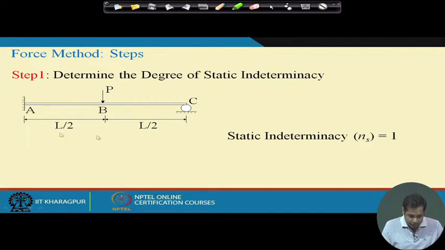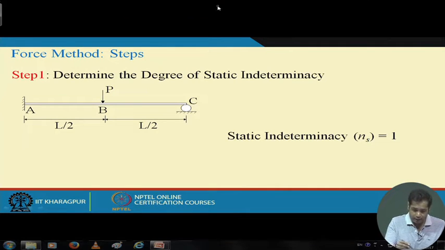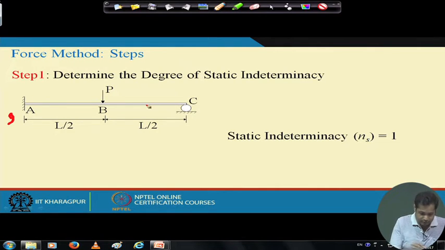So, for this problem the static indeterminacy is 1, because we have 4 reactions: 3 at support A, and 1 here. So, we have a total of 4 and the number of equations available is 3. So, the static indeterminacy for this problem is 1. So, the first step is to identify the static indeterminacy of the problem. In this case it is 1.